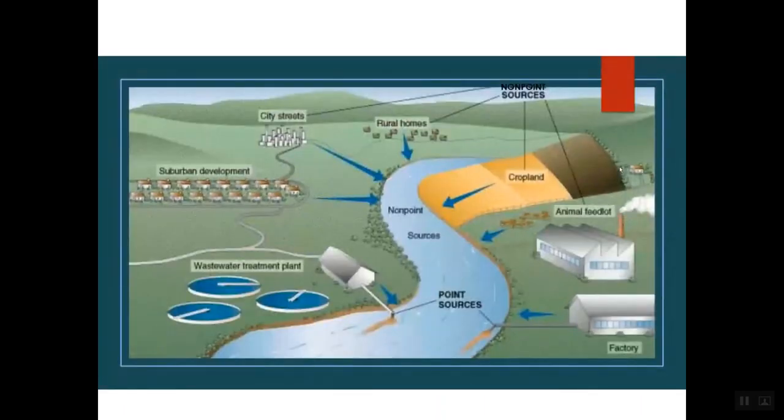I know this is kind of a bad picture, but it's the only one I could find. Just to show your point sources, you have your factory and your wastewater plant that you can see have discharge going directly out of one single identifiable pipe. And then for your non-point, you have your city streets, your suburbs, your rural homes, feedlots, croplands, and this is much harder to trace because it's all flowing at one time. If you get a rain event that covers this whole area, all of your different pollutants are going to be flowing from these places at the same time.